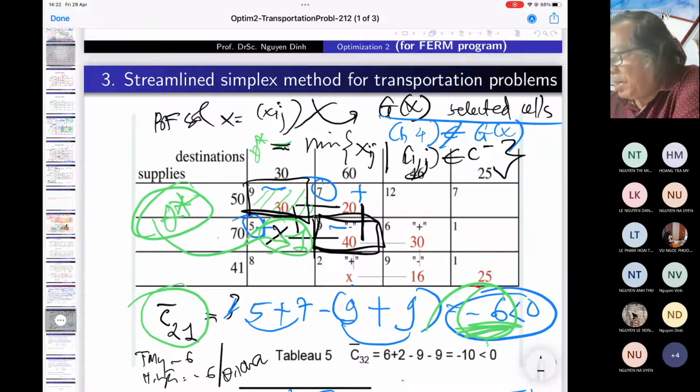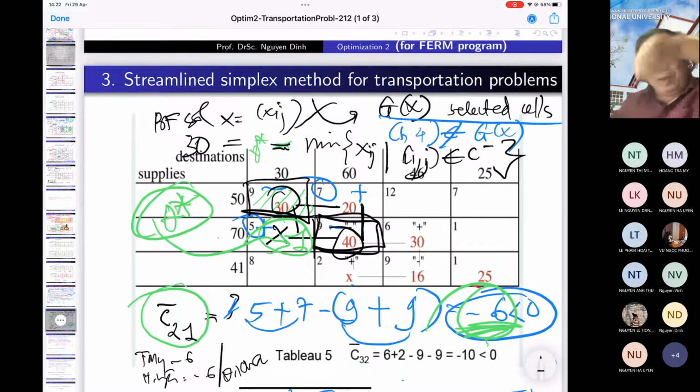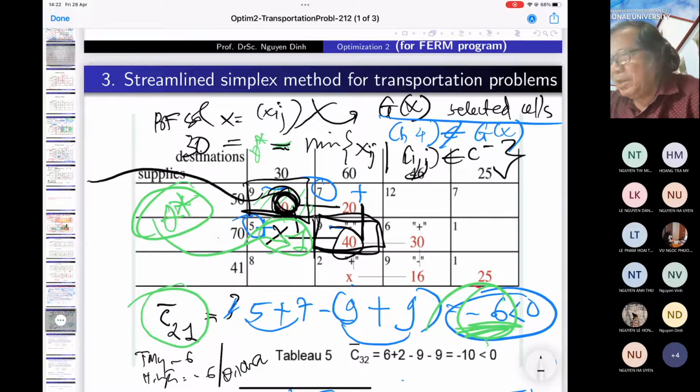And the Xij, the minimum here is 30 and 40. So the minimum here, theta star, is equal to 30. And when you move 30 around the cycle, then this becomes 0. Is that okay? And this becomes the leaving cell. We call it leaving cell. Leaving variable is the same. Leaving cell. And the entering cell is here.